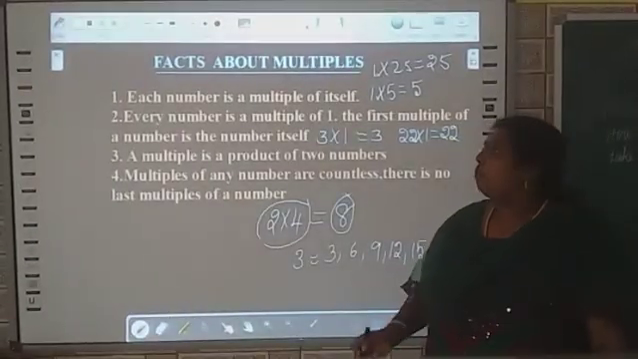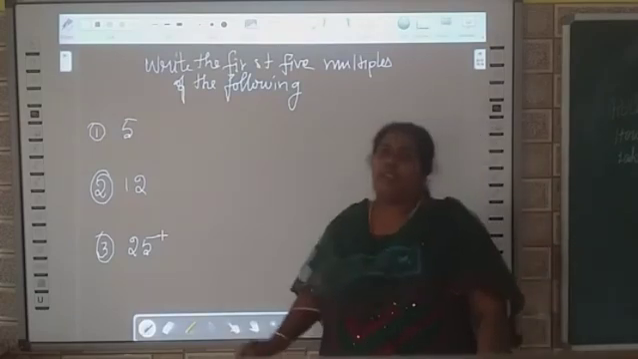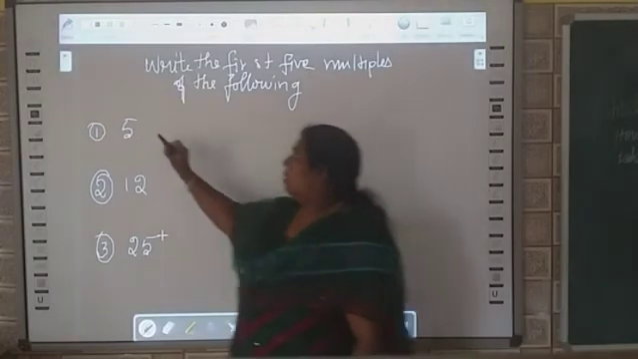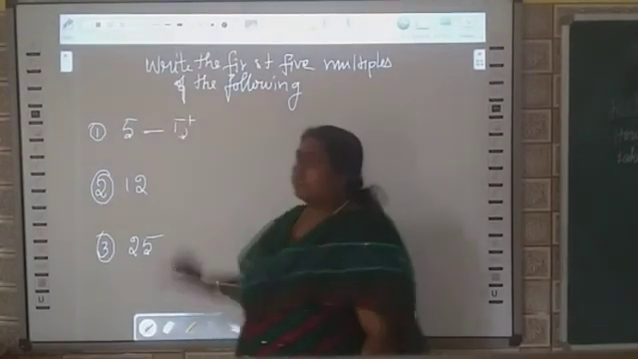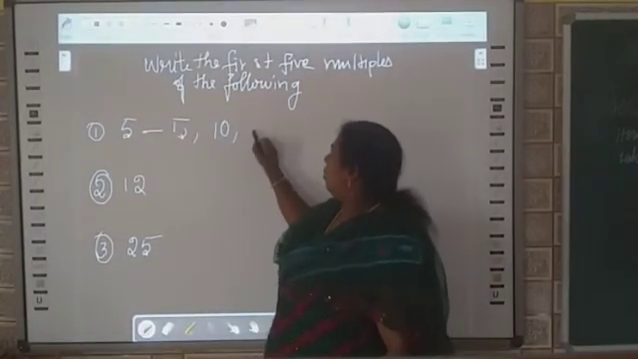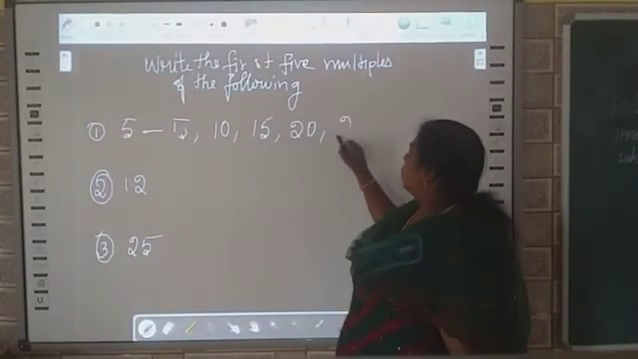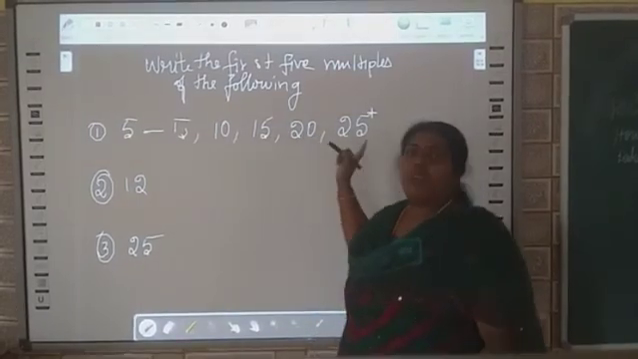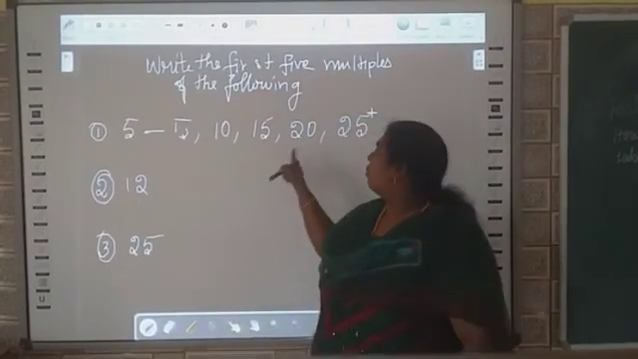Understand? See here, write the first 5 multiples of the following. We are going to write the first 5 multiples. Here, the first multiple is 5, isn't it? Then second 10, then 15, then 20, then 25. So here 1, 2, 3, 4, 5. That is the first 5 multiples.